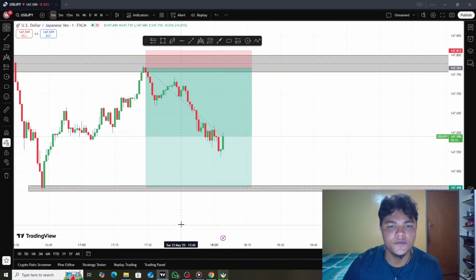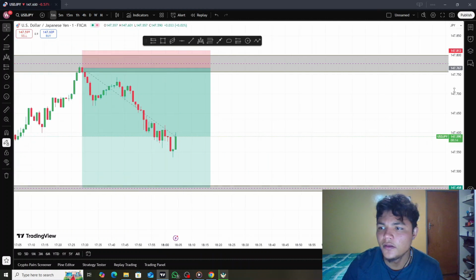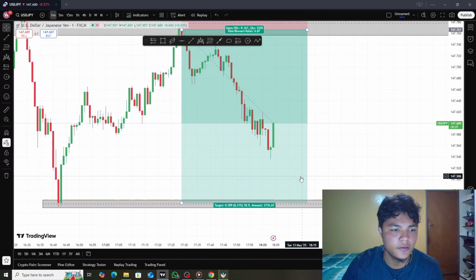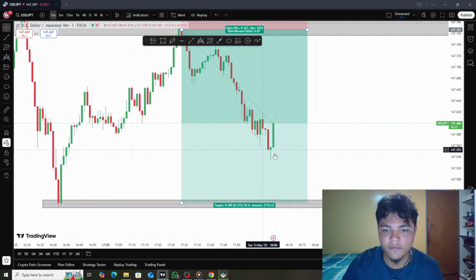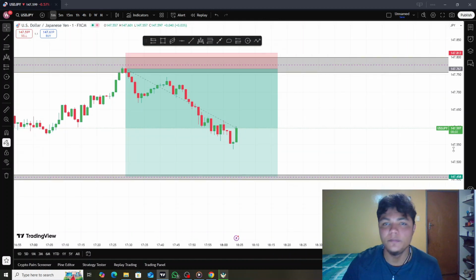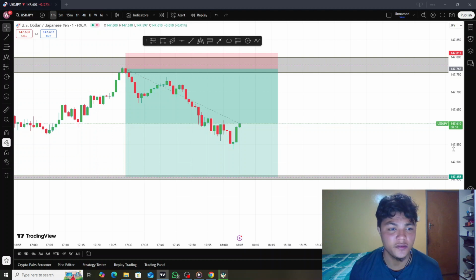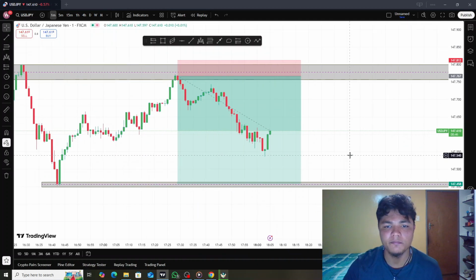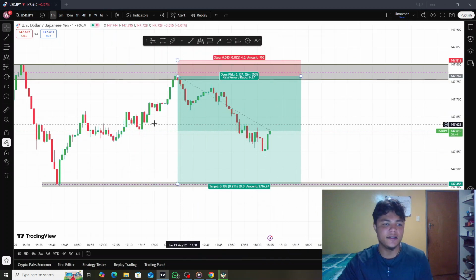Let's see how this trade actually played out. So now it gave me an evening star candlestick pattern, but because it's on the 1 minute time frame, I'm not going to bother looking at the noise. This is only noise. On the 1 minute time frame, candlestick patterns don't make sense.